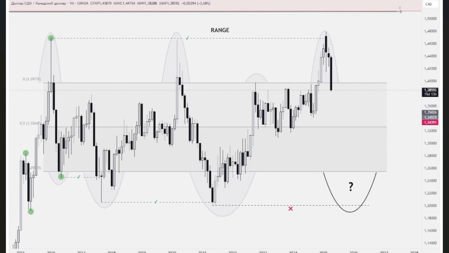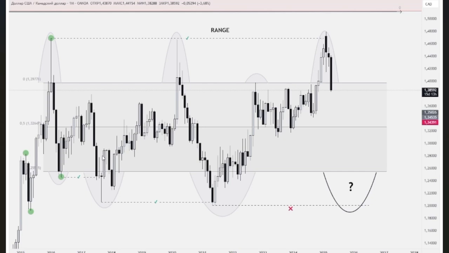Also, this is a live example of a range. We have impulse, correction. How to identify the range? Through the volume. It's a 1 month chart. Here, after a big impulse, price goes to correction, and this will be exactly our range. This will be our support zone, this will be our resistance zone.